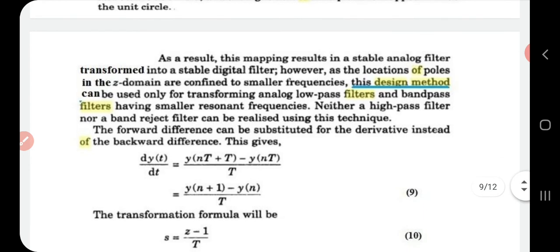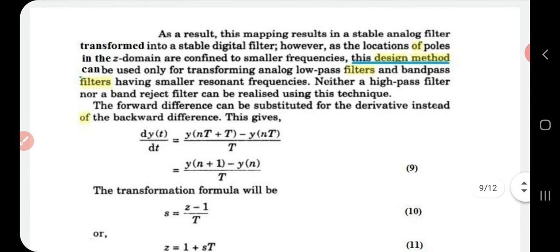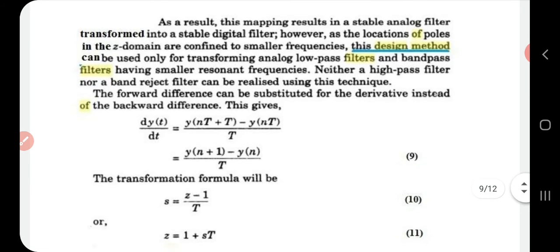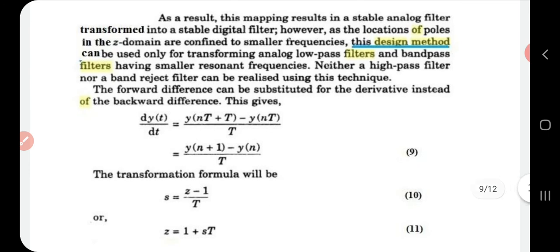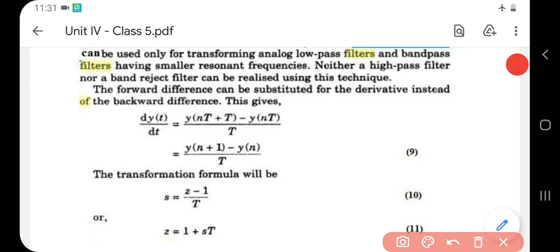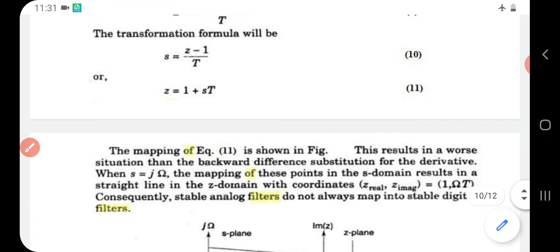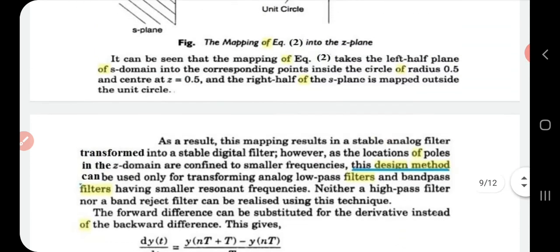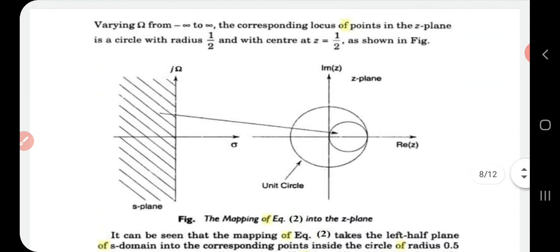Now, so here we have used the backward difference technique, right? Now let us see how the forward difference technique will apply in case of approximation of derivatives. For that, the only change is that in the equations that we started with, you are just replacing the minus sign with the plus sign. Then the transformation formula will be of this form. So z will be, from this equation, 1 plus sT. That is, we are dealing with forward difference equations. Now, when dealing with the forward difference equations, let's see how the mapping works. When backward difference was done, the mapping was actually in the form of a circle.